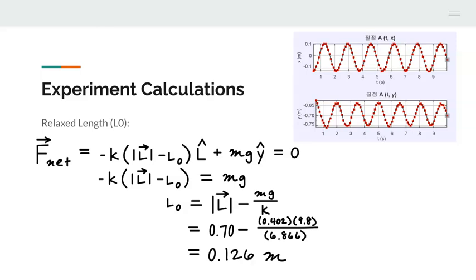For the relaxed length, I used the net force formula in this case, and I plugged in all my known values, rearranged to solve for L naught, and I got that L naught is equal to 0.126 meters.